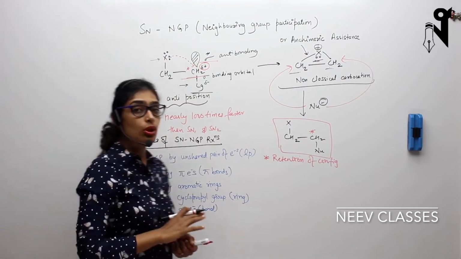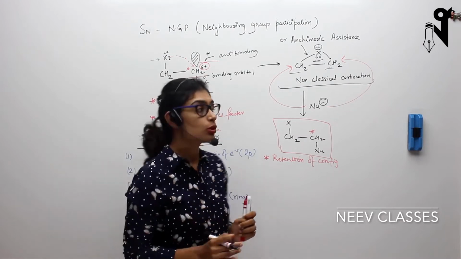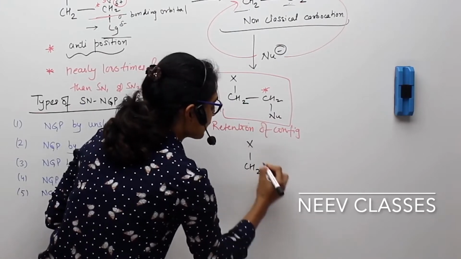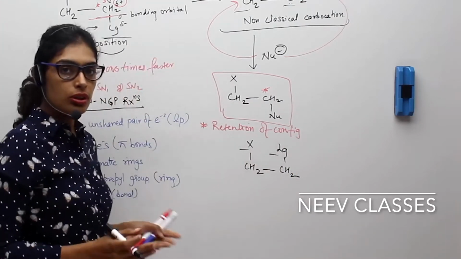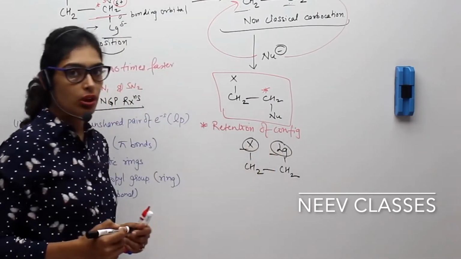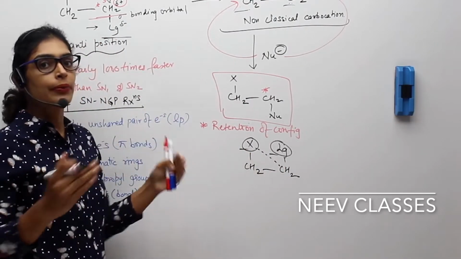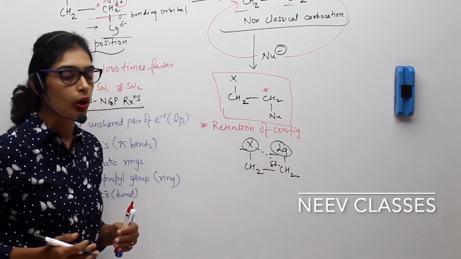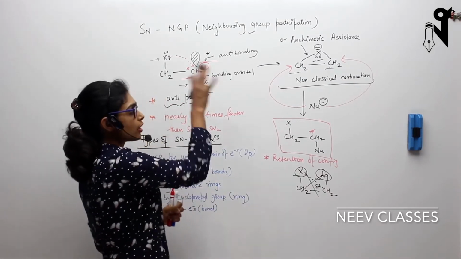For neighboring group participation to happen, we need both the groups in the anti-position with respect to each other. Why anti-position? Just understand this. If it is not in the anti-position, let's say I take a case where I have CH2X and the other group in the syn position, these two will repel each other. So repulsion will happen, and this X will not be able to approach the carbon to form the carbocation, or it will not be able to get attracted towards the partial positively charged carbon to form a new bond. So this reaction will not proceed. Hence we require exactly the anti-position for this reaction to happen.